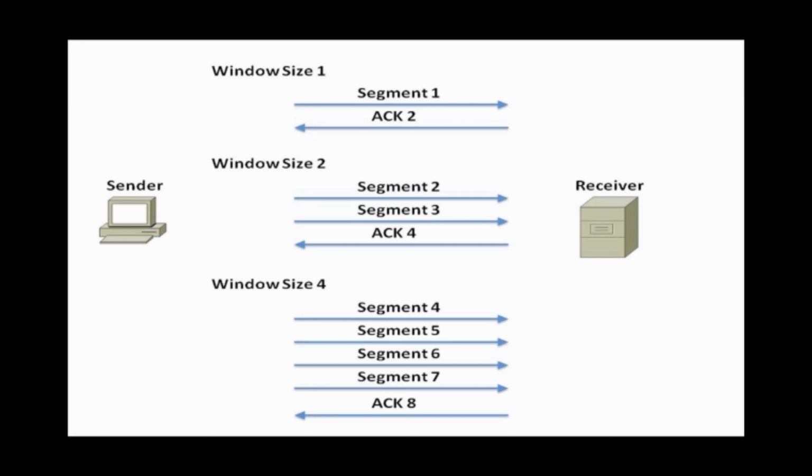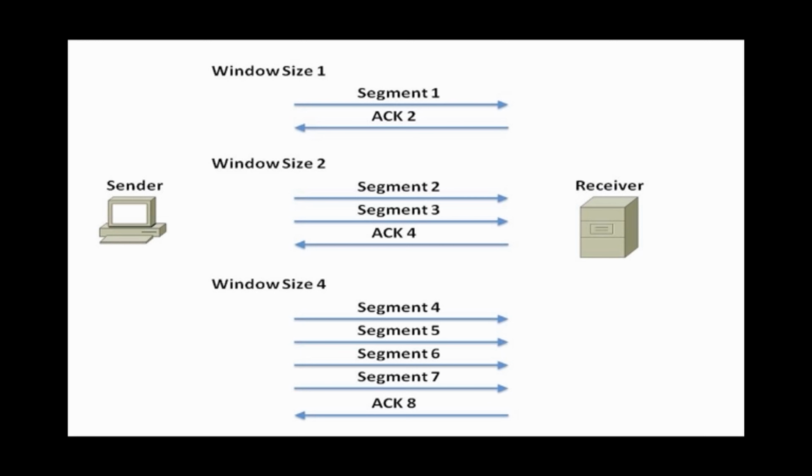You see, I doubled my window size. The receiver got them. The receiver said, send me segment 4. I doubled my window size again. I went from 1 to 2 to 4 segments in a single window. So I send segments 4, 5, 6, 7, and assuming that I continue to get acknowledgments, my window size can grow and grow and grow.